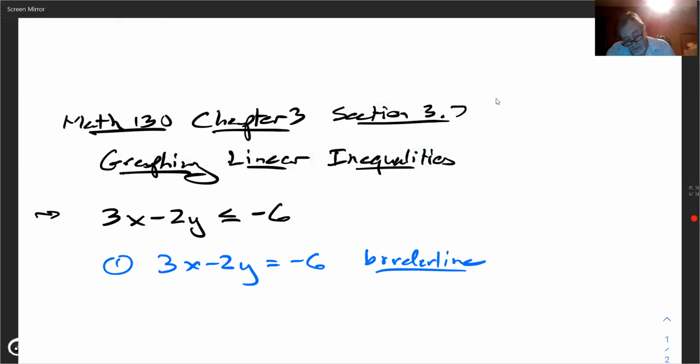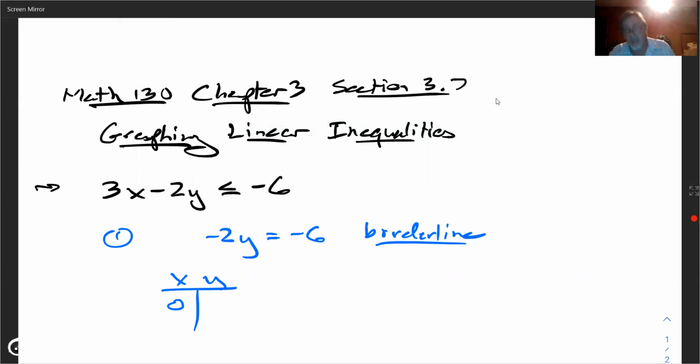Okay, let's do it. The way I typically do it is I find a couple of ordered pairs. I like to plug in 0 for x, because when I plug in 0 for x, that term goes away. And then you just solve this: if I divide minus 6 by minus 2, minus 6 over minus 2 is a positive 3.